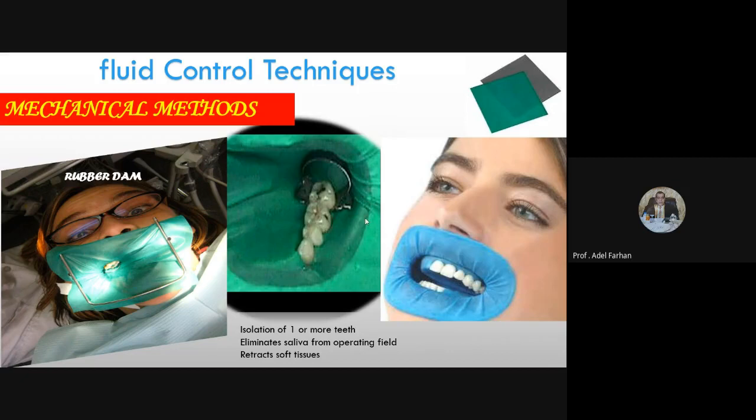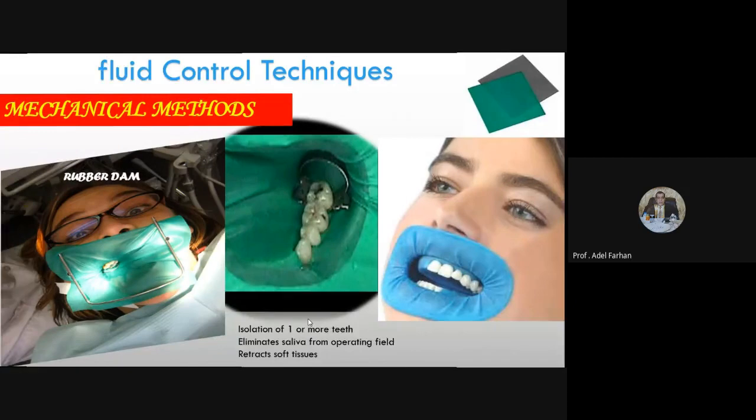طبعا لما نستعمل preparation you have to have a high volume suction device with the use of rubber dam. اوكي طبعا اضافه للايزوليشن والاكسسبيلتي it retracts the soft tissue. اوكي مثل ما نشوف بهذه الصور. طبعا احنا ما راح نتكلم على الربر دام التفاصيل لان انتم اكيد ماخذين بالاندو، معطيكم محاضره كامله على الربر دام. But as a means of fluid control we have الربر دام.